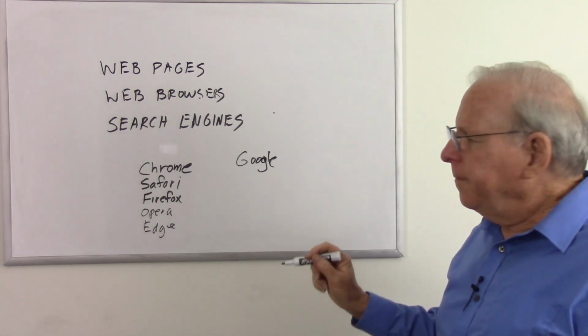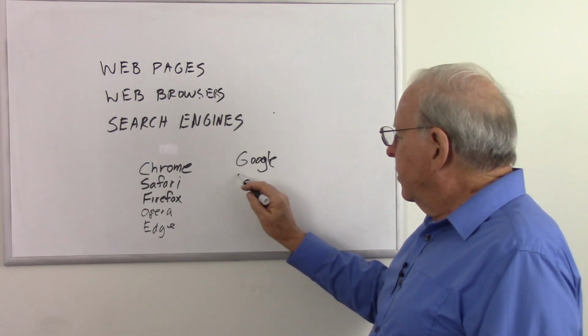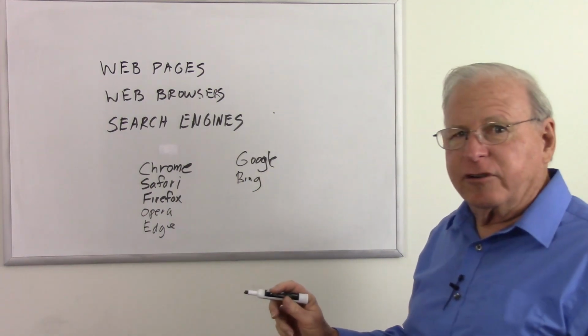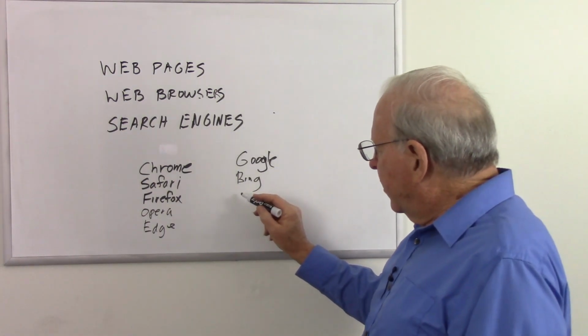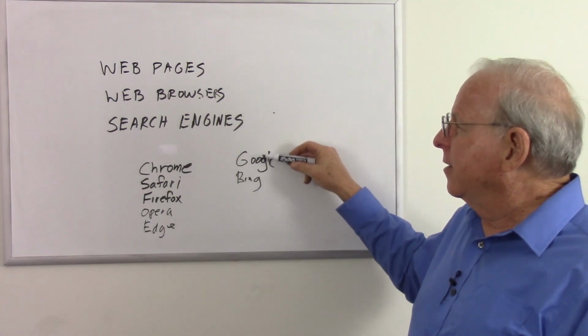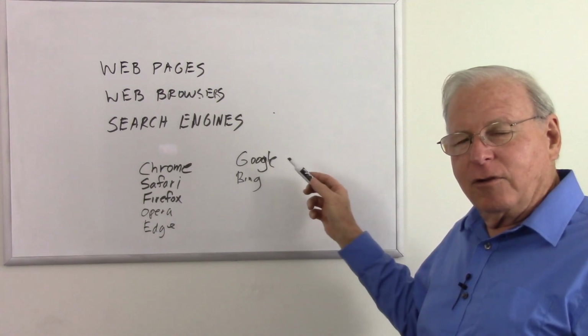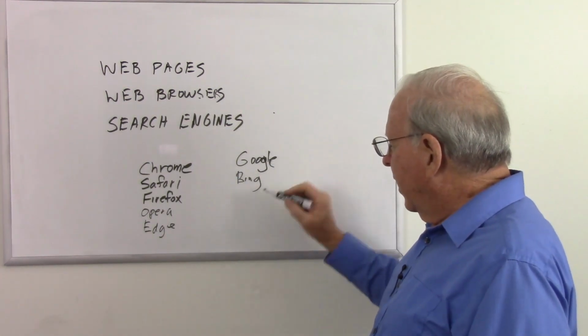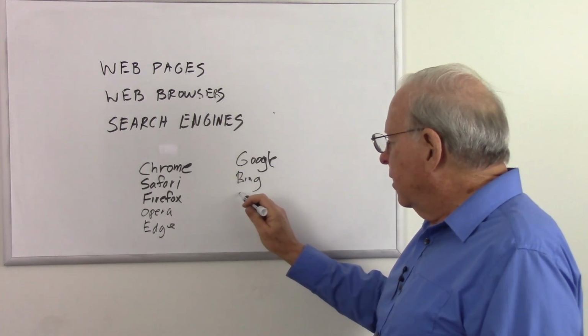They're the best known one. Bing is Microsoft's search engine. And one that's up and coming, in fact, the one I use, because guess what? Google, just like Chrome, everything you do on Google, Google watches you. They know what you're doing. So I have gone to DuckDuckGo.